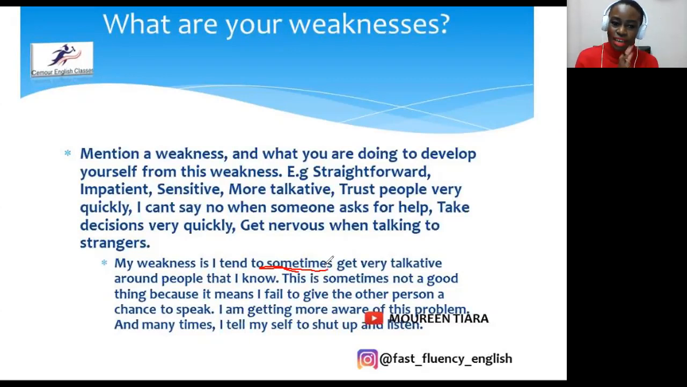So you notice I mentioned the problem and then I mentioned the solution. I said I'm finding a solution for myself because I'm right now aware that it's my weakness. So when I'm talking to other people, I try to give them a chance. I try to not talk too much. So in the comments below, please try to form some sample answers you would give to such a question. What are your weaknesses?